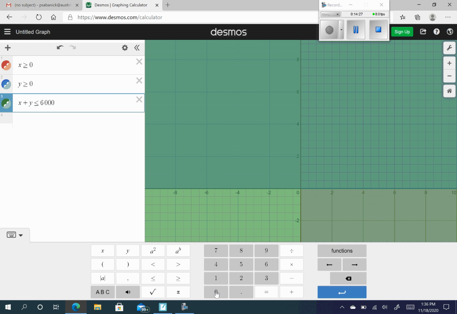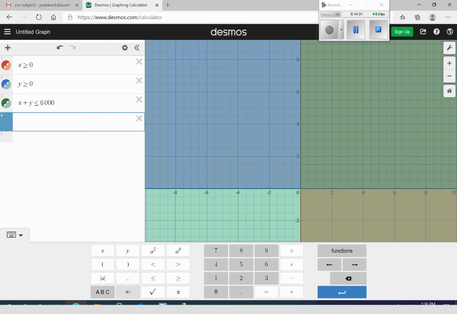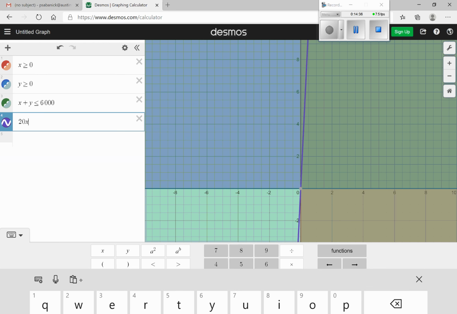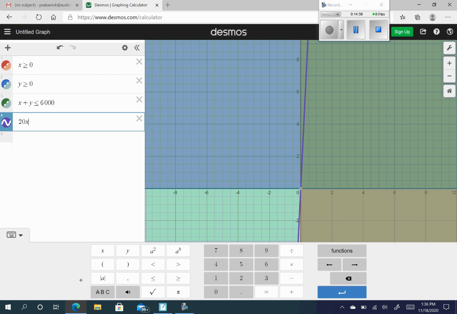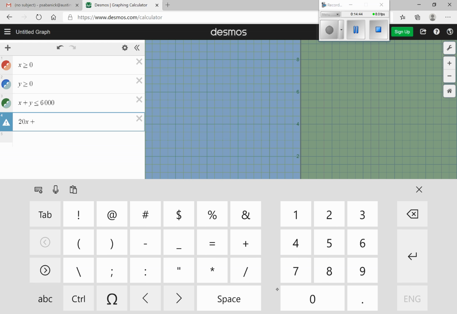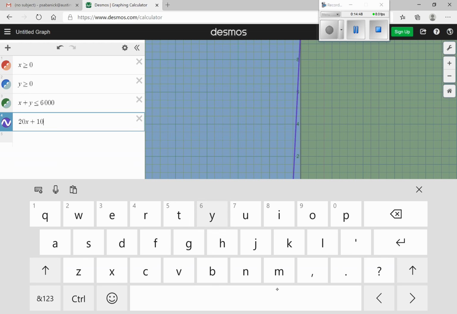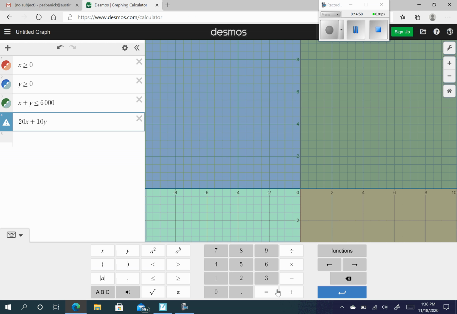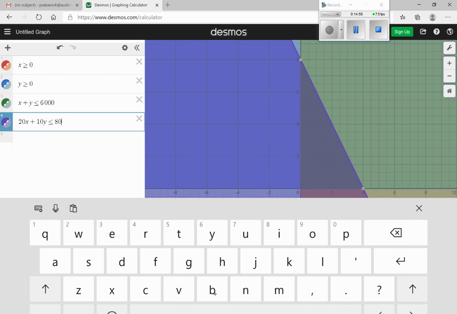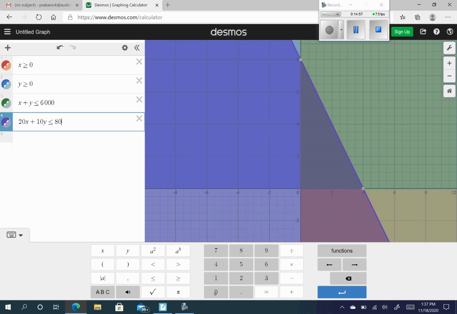Now this isn't going to show up right away. I'm going to have you adjust your screen here in a little bit. And then we have 20x plus 10y and that was less than or equal to 80,000.